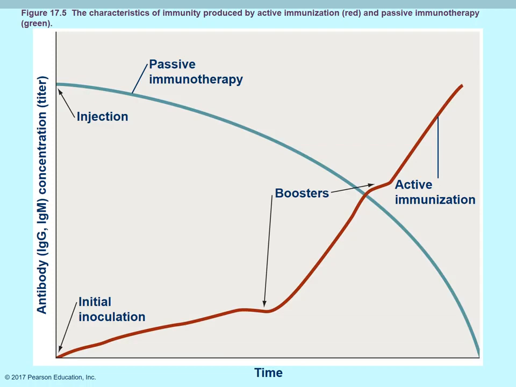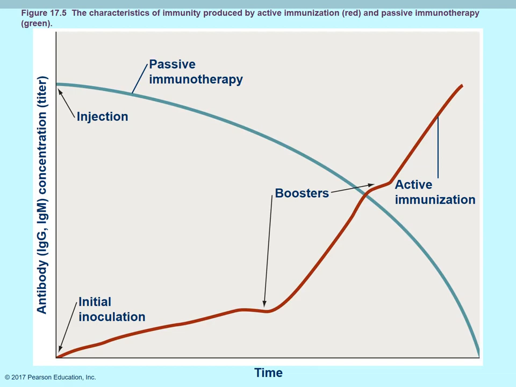So they are actively making their own antibodies, and as you can see, you have the initial inoculum and then potential boosters later. Either they've been exposed to it again or they got a booster shot, and you can see the level of antibodies continues to rise. The blue line is passive immunotherapy. This is where the individual received antibodies made by someone else. As I said a little bit ago, it gives short-term protection, but not long-term protection.